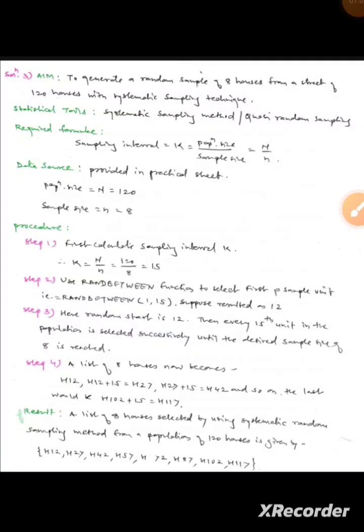So far we have seen 3 methods of sampling. One is simple random sampling, the second is stratified random sampling, and the third is the systematic sampling technique. In this way we conclude our experiment number 4.